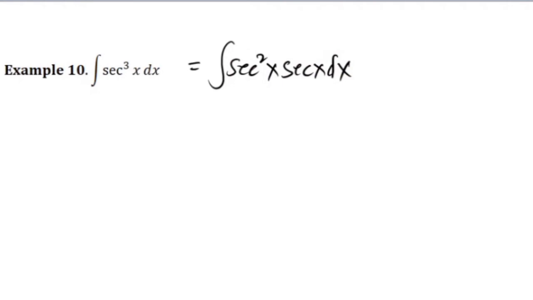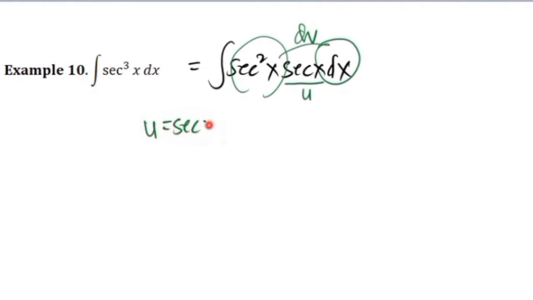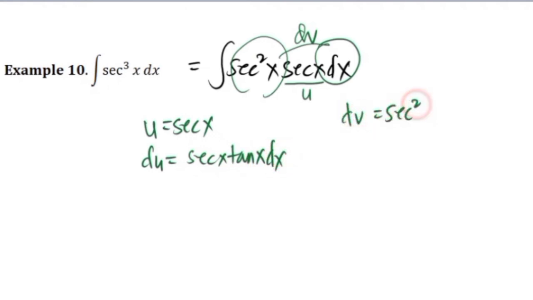So from this, pwede na nating i-let na itong secant x is our u and the secant square x dx is our dv. So let u is equal to secant x, therefore the derivative of this is secant x tangent x dx. And your dv is equal to secant square x dx. So taking the integral of this, that is v, the integral of secant square is tangent of x.